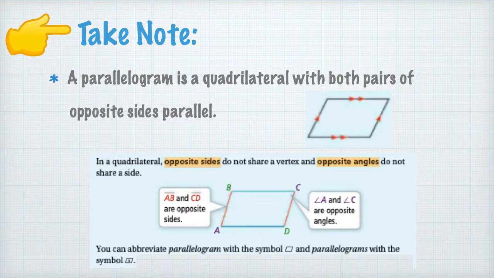In this case, we are given parallelogram ABCD. Opposite sides are AB and CD. Also, BC is the opposite side of AD. Angle A and angle C are opposite angles. Angle B and angle D are also opposite angles. You can abbreviate parallelogram with a parallelogram symbol, and if it is plural, just put an S inside that symbol.